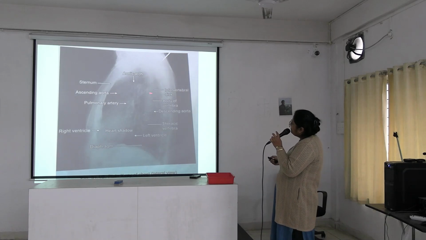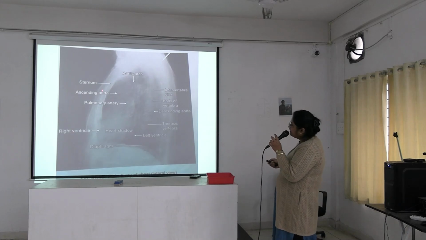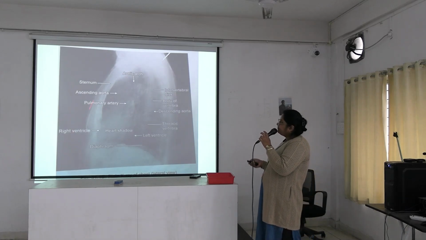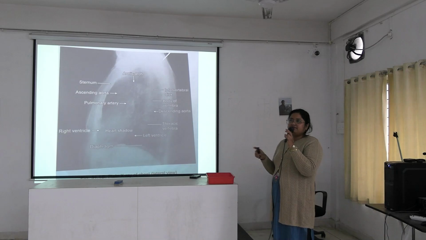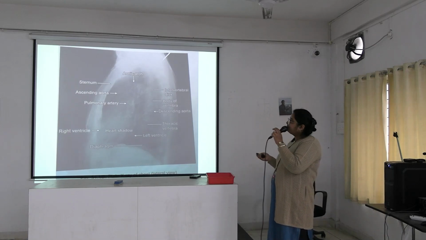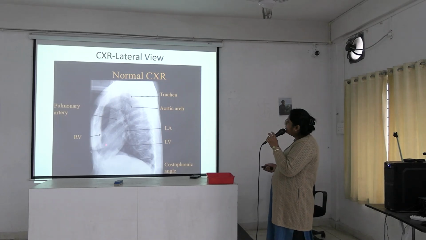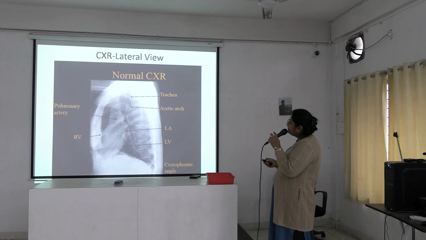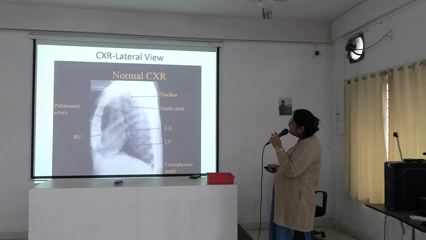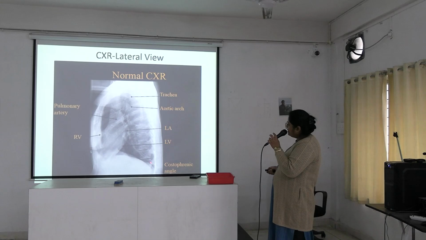Then this is the body of vertebra, in between the vertebral bodies, the black lines are the intervertebral discs, and anteriorly you can see the sternum. Also you have to note the different mediastinum: superior, anterior, middle and posterior mediastinum. Lateral view, see here ascending aorta, arch of aorta, descending thoracic aorta, vertebral bodies, intervertebral disc. Here is the right ventricle, left atrium, pulmonary artery. Okay. Here is the costophrenic angle.